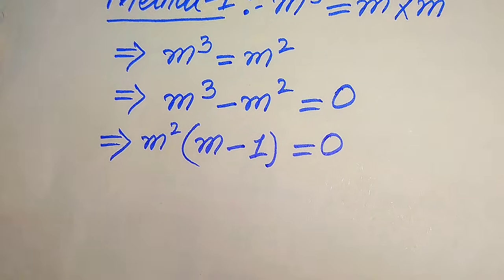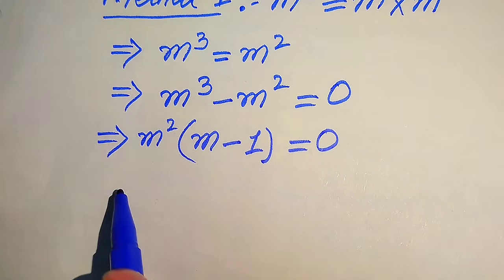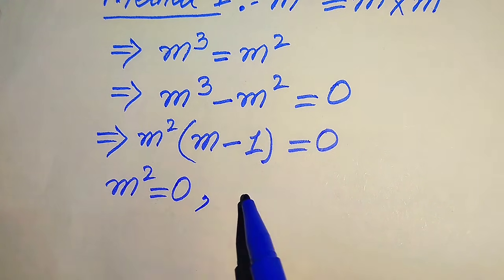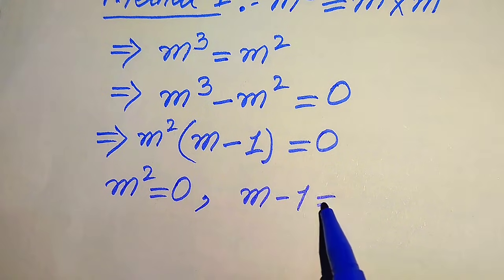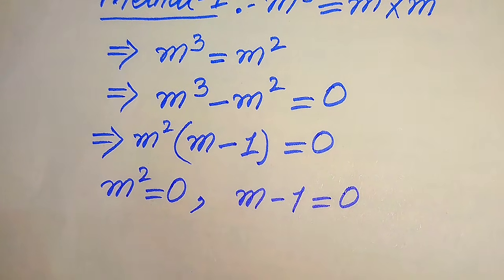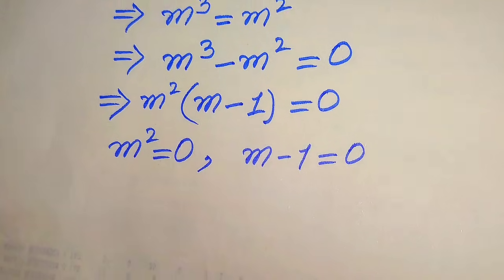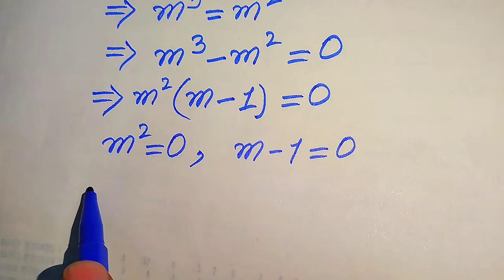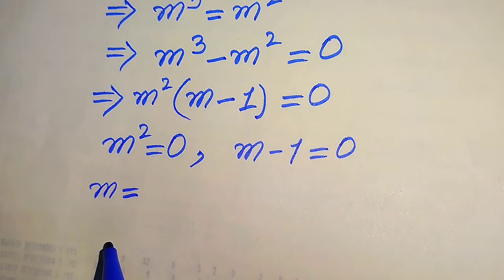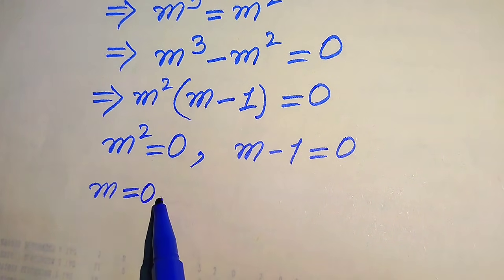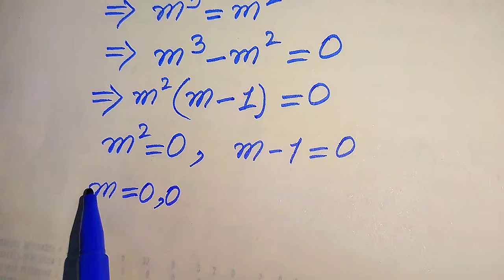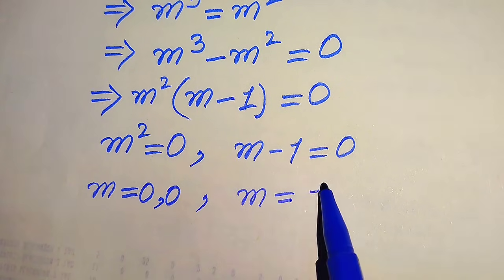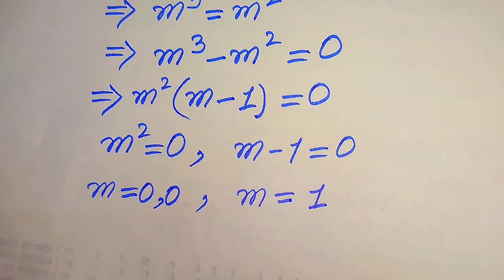In the next step, we need more simplification, and we divide this equation into two cases. The first case is we write m square equals 0, and the second case is m minus 1 equals 0. From the first case, m square equals 0, this means there are two repeated roots of the given equation, and these roots are m equals 0, 0. From the second case, we get m equals minus 1, when we move it to the right hand side it becomes plus 1.